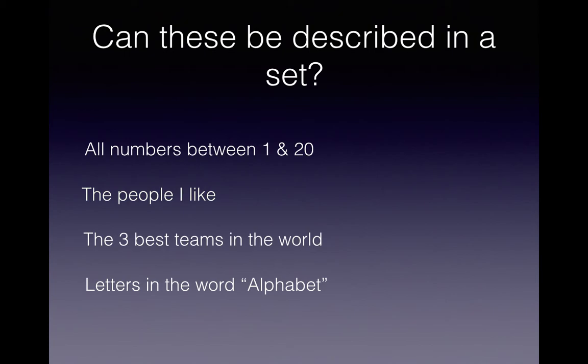And then finally, letters in the word alphabet. Would you be able to list all the letters in the word alphabet? Yes, you would. And if you ask somebody else to list them, would they list the same thing? They would. So the letters in the word alphabet can be described and can also be written as a set.